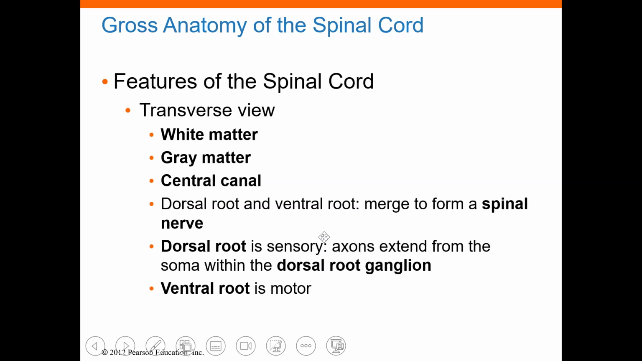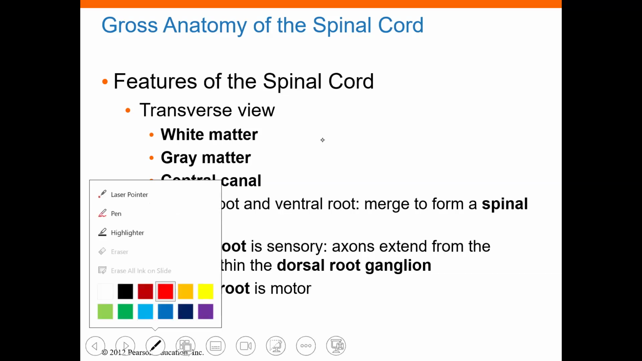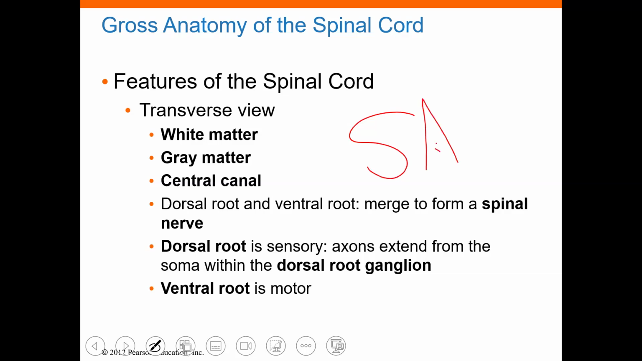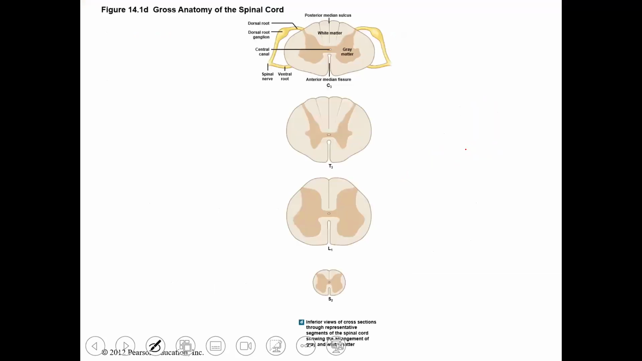Features of the spinal cord, we see a transverse view, white matter, gray matter, the central canal, dorsal root and ventral root. These are going to merge to form a spinal nerve. And the dorsal root is sensory afferent dorsal. Axons extend from the soma within the dorsal root ganglion or the cell bodies. And the ventral root is motor. So that's the sensory afferent dorsal component that we saw in the last chapter.